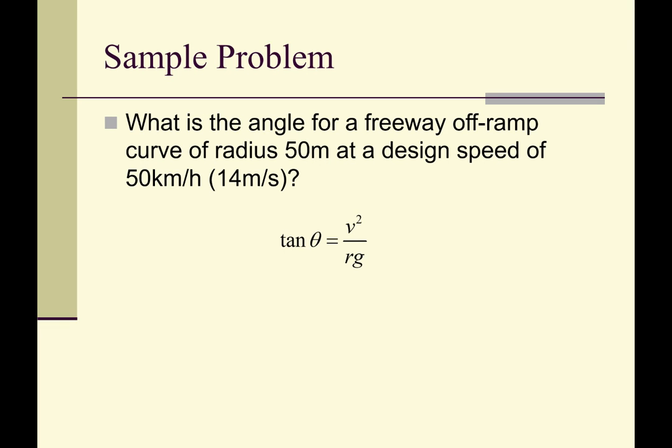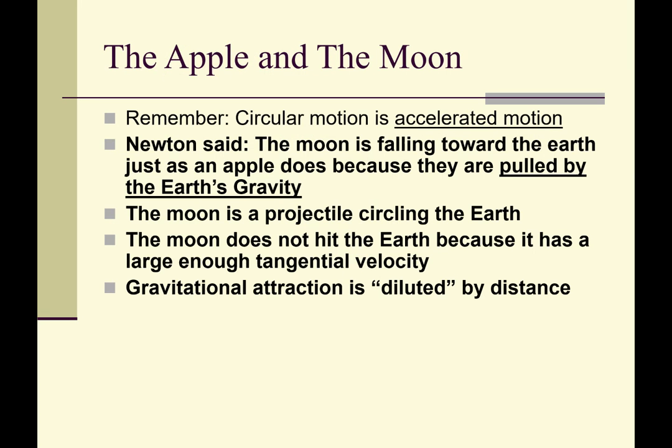So what is the angle for a freeway off-ramp curve of radius 50 meters at a design speed of 50 kilometers per hour, which is 14 meters per second? So what I'm going to do is take my radius, 50 meters, that's going to go down right here. My g is 9.8 and my v squared, I'm going to put that right there. Okay. So I'm going to get tan theta equals 14 squared divided by 50 times 9.8. And then what you would do is take the inverse tan of that to get your theta.